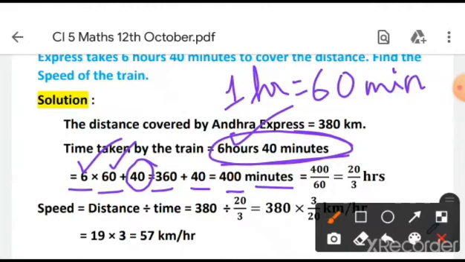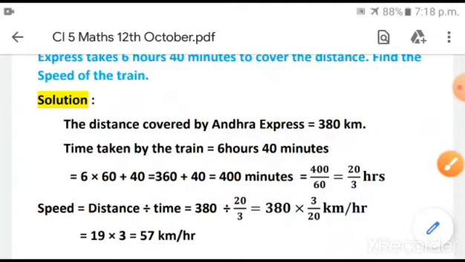Now you have got the time in minutes. Now you will have to convert these minutes into hours. Why? Because we will have to calculate the speed in kilometer per hour. So that's why you are converting this 400 minutes to hours. Now children, minutes to hours, just recall how do we convert? We will have to divide by 60. So you do 400 by 60. After division you get 20 by 3 hours.